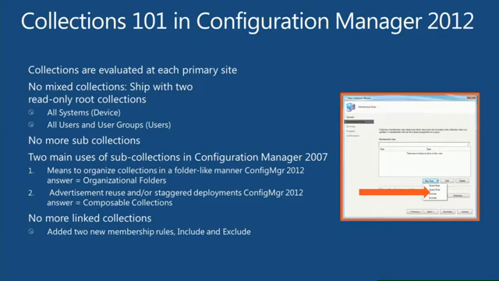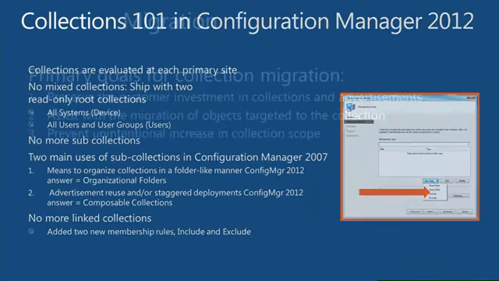In the little screenshot there, they show you a couple of new membership rule types we have. We have include collection, which is very much like your linked collections you have today, and then exclude collection, which is the ability of excluding members of one collection from this other collection's membership, which is very, very cool.